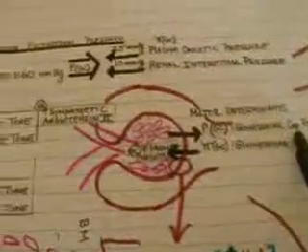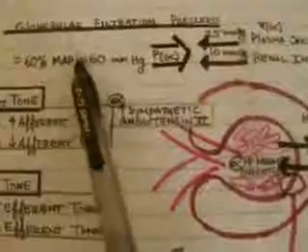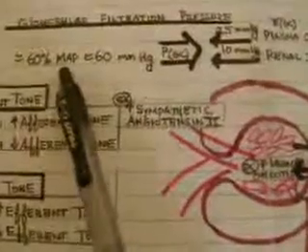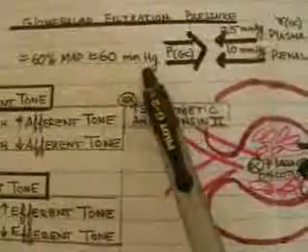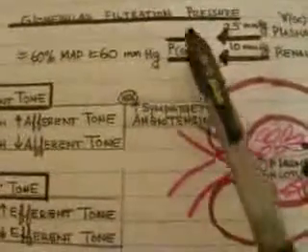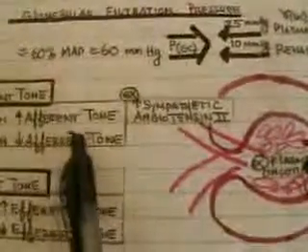So we can say the first determinant, being the glomerular capillary pressure, is approximately 60% of the mean arterial pressure. And if we were to assume the mean arterial pressure being somewhere close to 93 millimeters of mercury, 60% of that is approximately 60 millimeters of mercury worth of pressure. And that's your glomerular capillary pressure. That's the pressure that's being generated.